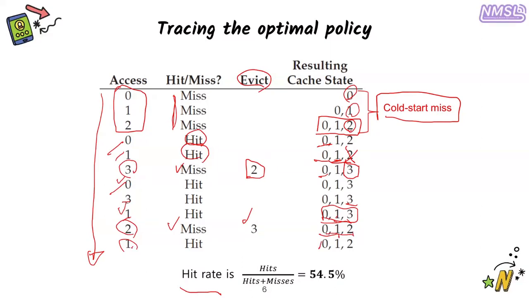Okay, so hit rate is basically hits divided by hits plus misses. In this case, including cold start miss, optimal still only gets 54.5%. So that's the optimal policy.